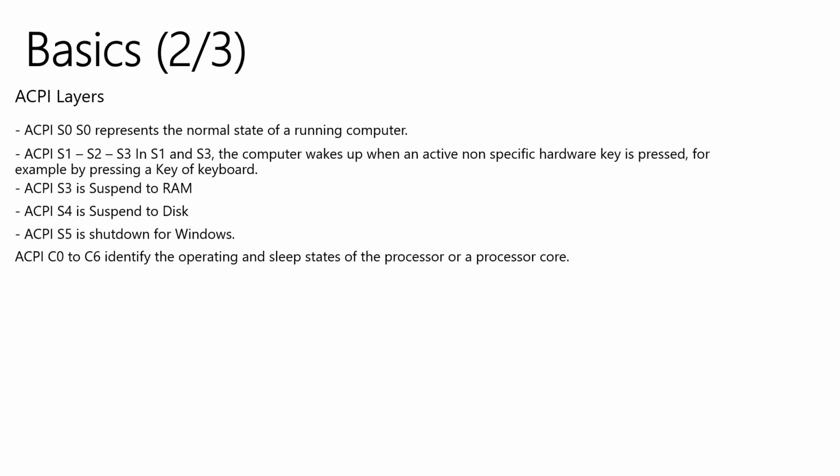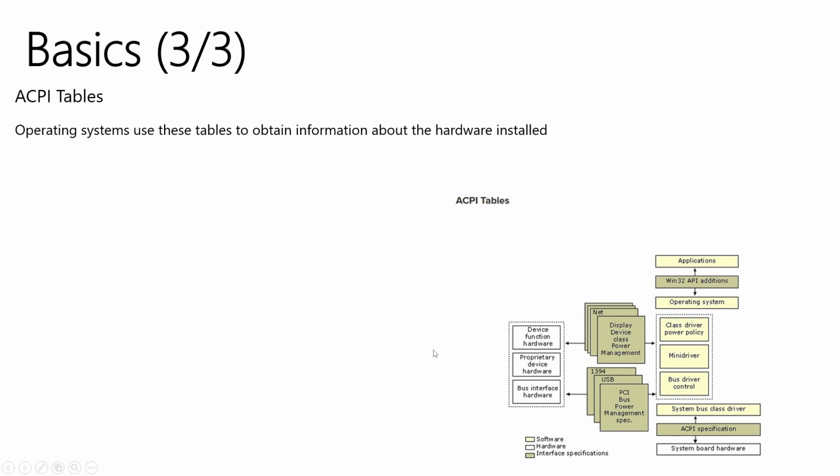We have some ACPI layers. For instance, ACPI S0 represents the normal state of a running computer. ACPI S3 is suspend to RAM. ACPI S5, that we talked about before, is shut down for Windows. So when you press the power button, ACPI S5 is the shut down layer for Windows. We have the ACPI tables. The operating system uses these tables to obtain information about the installed hardware.